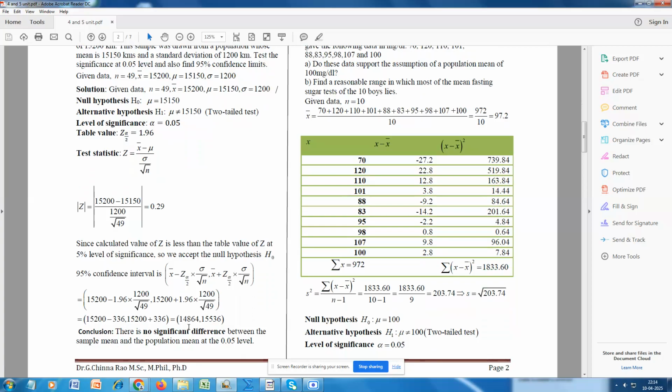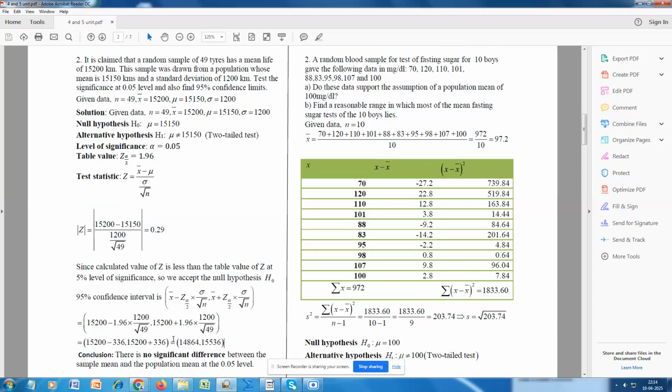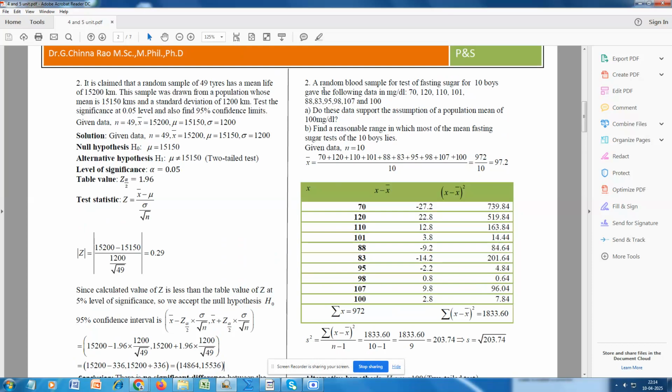So these are the confidence limits. Confidence limits are 14,864 and 15,536. Okay, and here small sample test. But in this question we have a data. Using this data we can check.